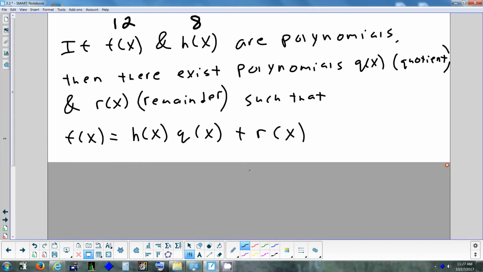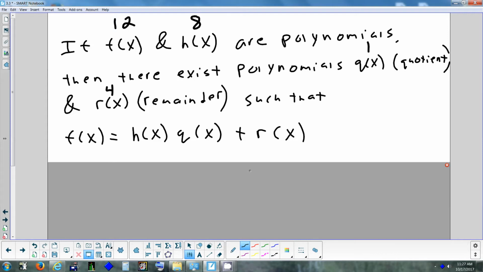What's the quotient when you divide 12 by 8? 1. What's the remainder? 4. So to try to make it simpler, just pretend like you have the numbers 12, 8, 1, and 4, and see if they work in this formula.